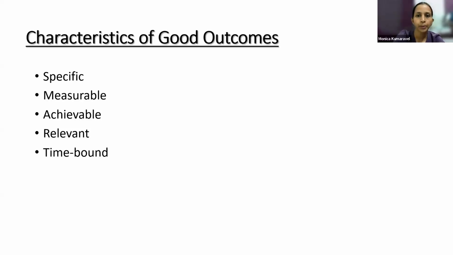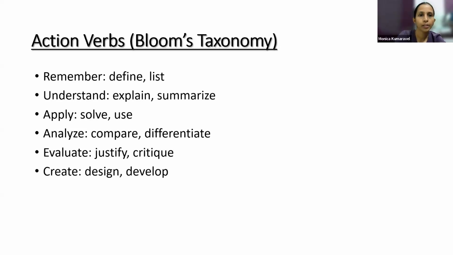Now, some of the action verbs from Bloom's taxonomy, as we discussed. The basic one is remembering, recalling. So things like define, or list the important characteristics of a plant. All these are remembering.